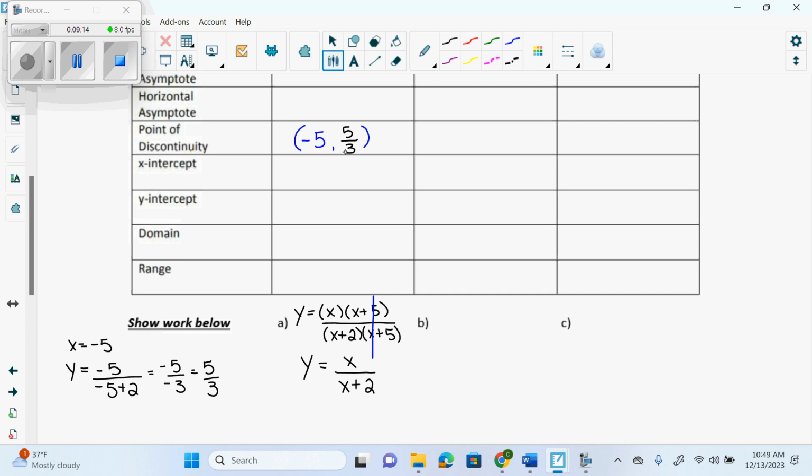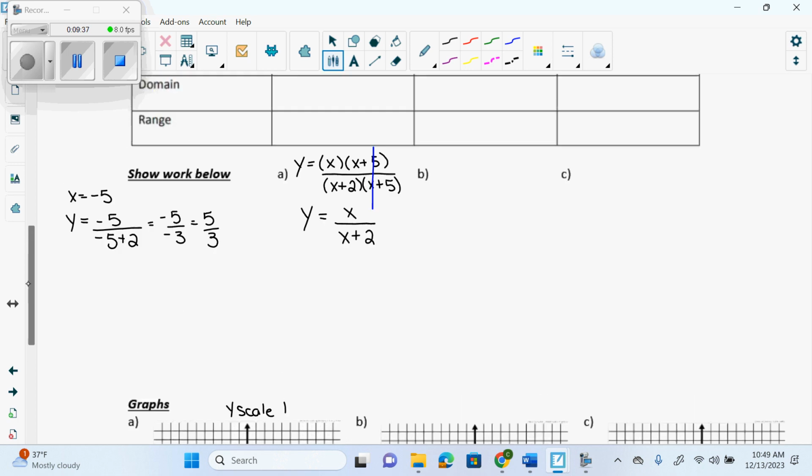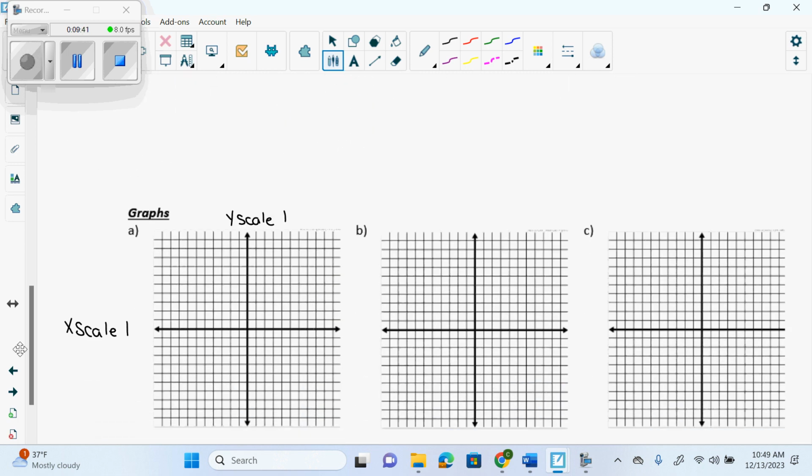So I'm going to go to the bottom, and I'm going to write y scale 1, and x scale 1, so whoever's marking this knows where my brain was at, because they don't know unless you tell them. So I need to draw a dot at negative 5 and 1.6. 1, 2, 3, 4, 5, 1.6.